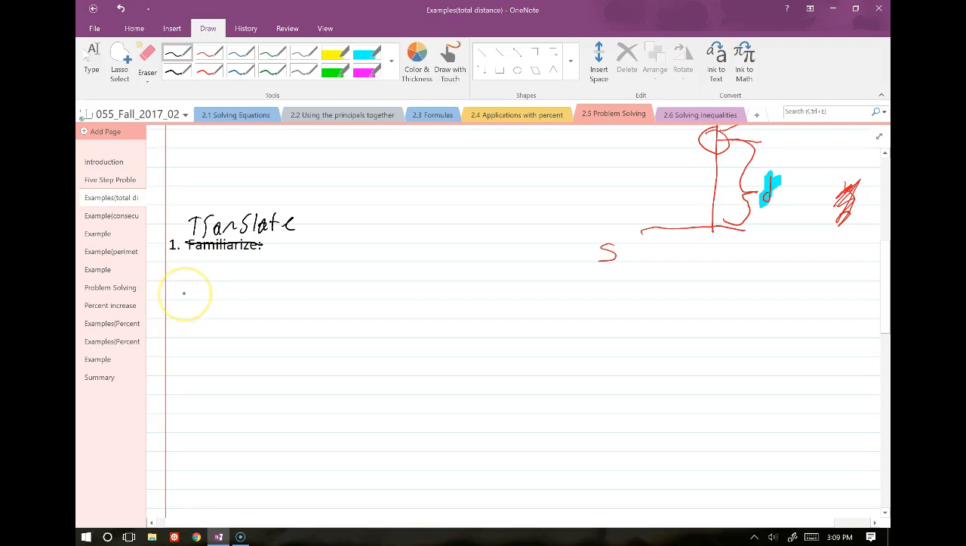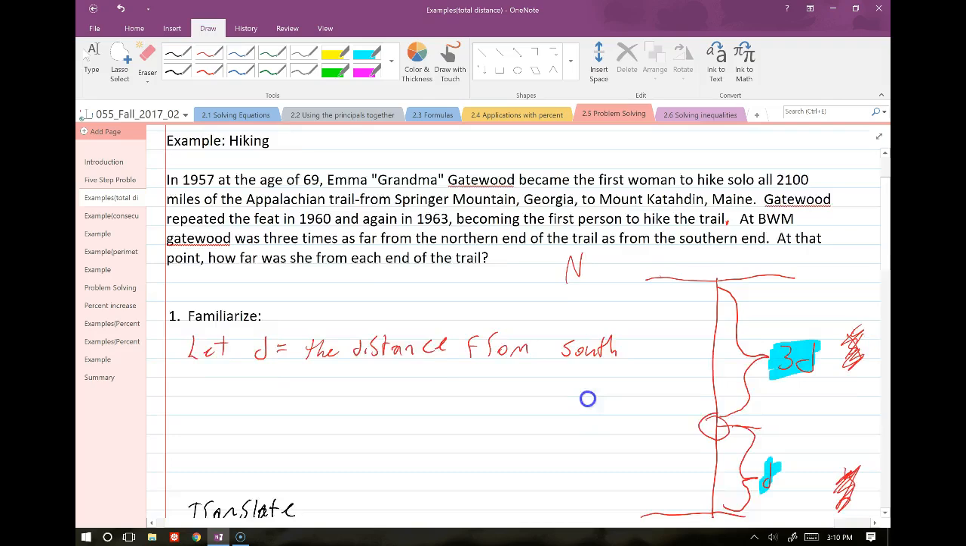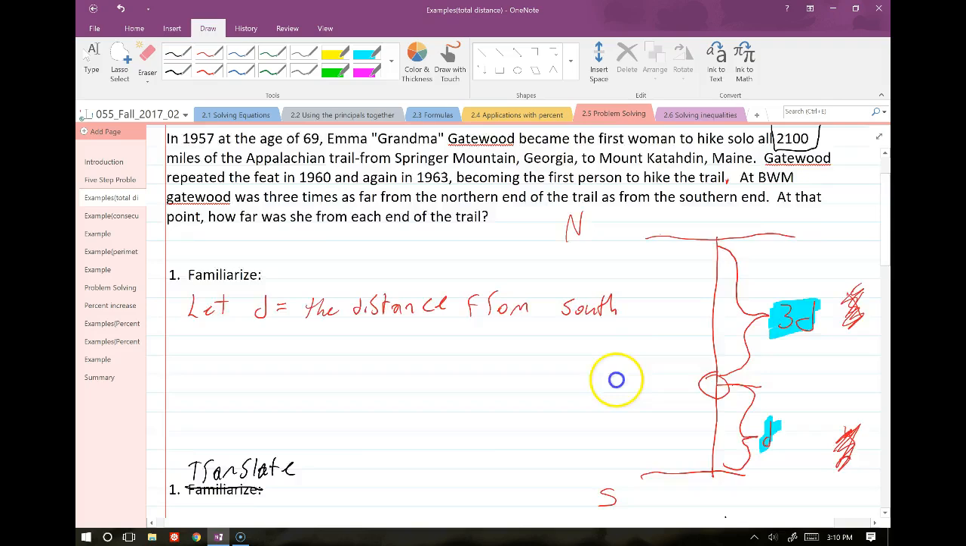We're saying that these two ends combine to create a total distance, right? So we're going to say the distance to the southern end plus the distance to the northern end is equal to the total distance. Oops, that should be is. Okay, so distance to the south end, we named that D. Distance to the north end, we know that is 3D. Is translates to equals, and the total distance, they gave that to us right here, 2,100 miles.